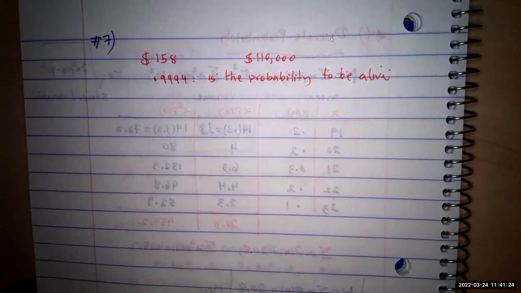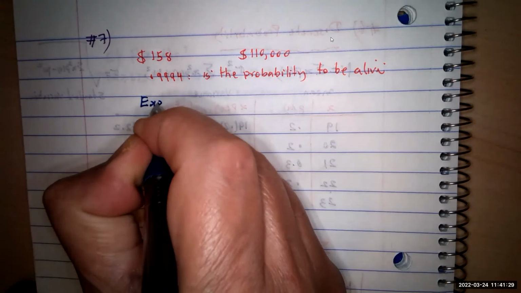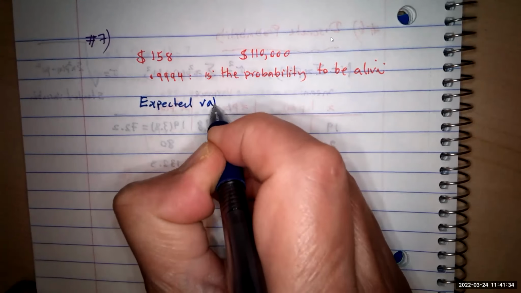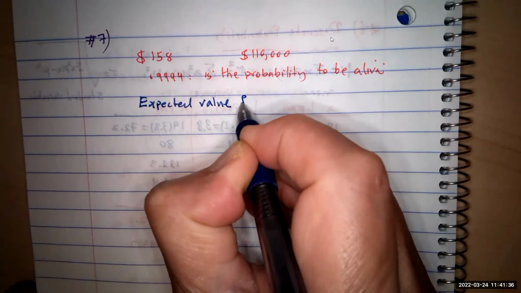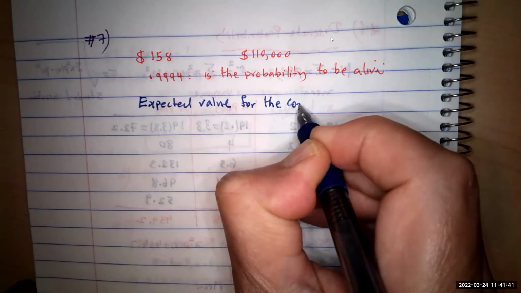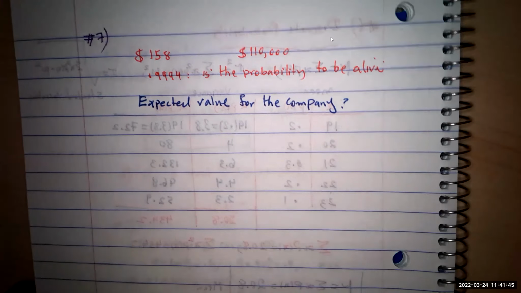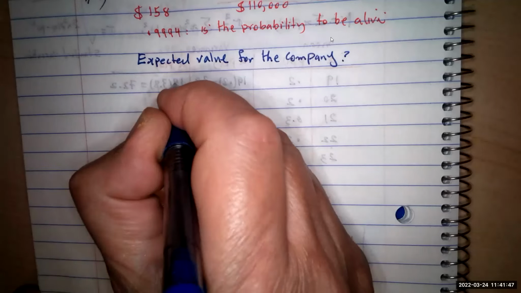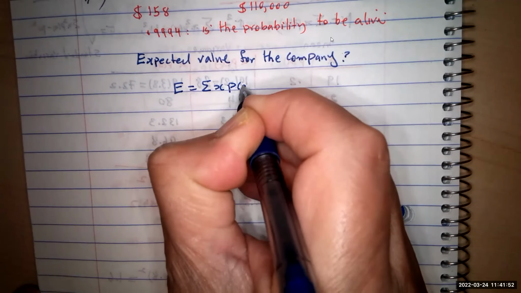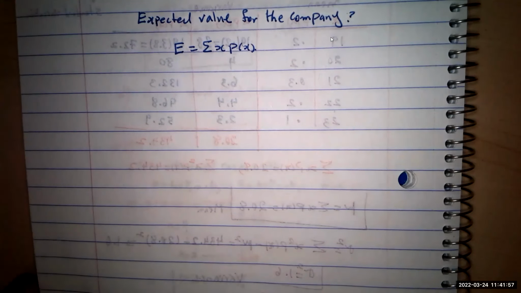Okay, so what we'd like to do is find the expected value. It's going to be the expected value for the insurance company, if you like. So this is how we are going to design it. The formula is easy, just E equal to the sigma of x p(x). But you have to design it and give us a table of what the situation is going to be.